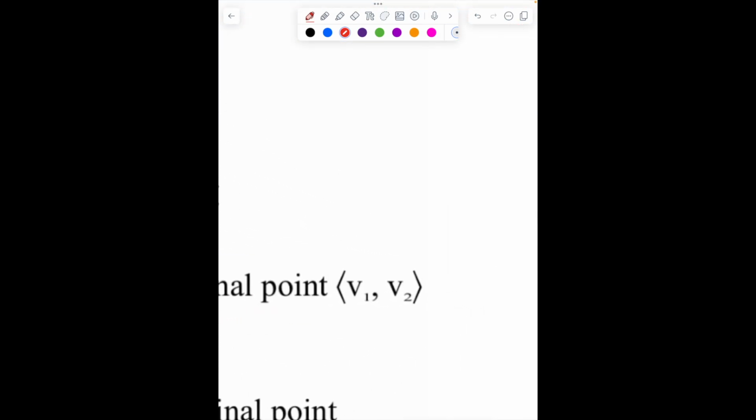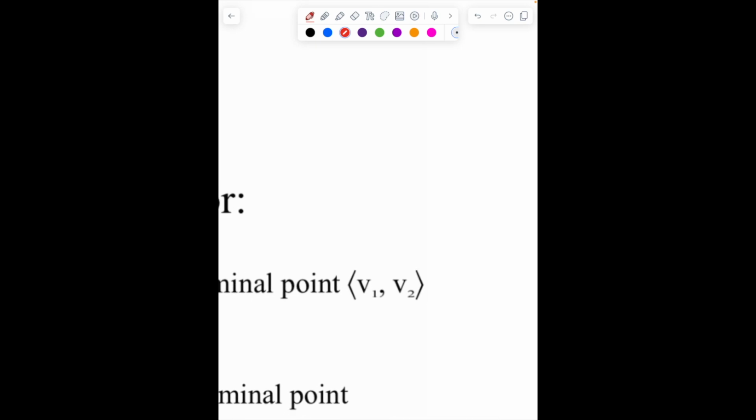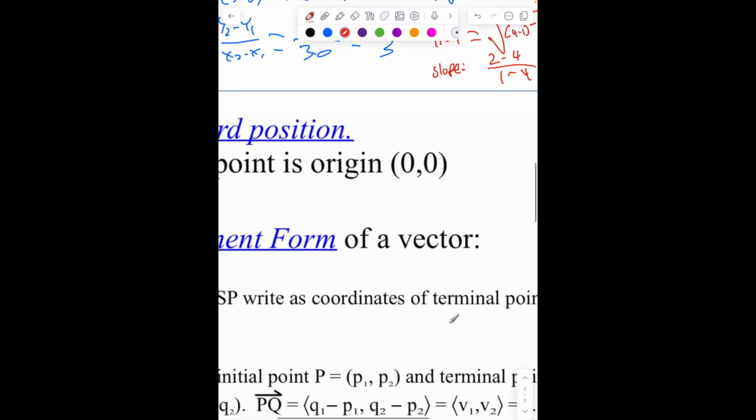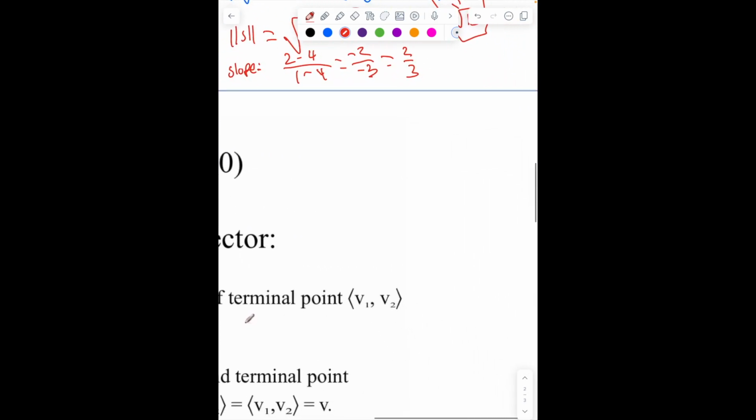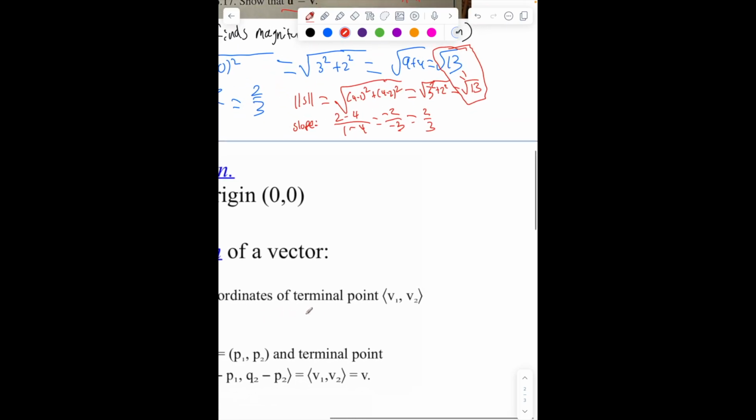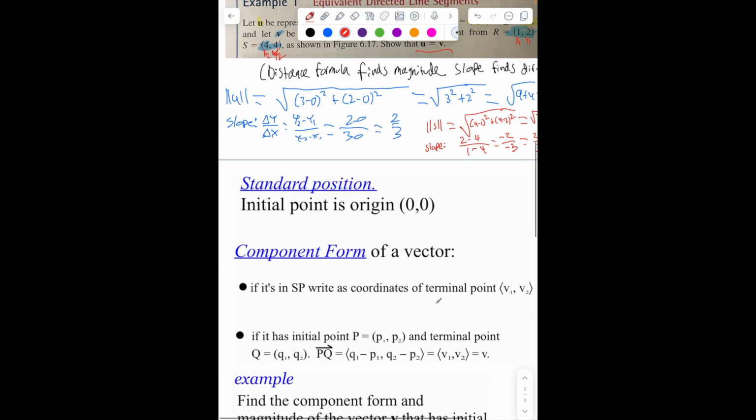I would take my x coordinate of the vector and I would use, it's not a parenthesis, it's more of like an angle bracket. I would use that symbol and put v1 and v2 right there. So this is called component form, and we use this symbol in this form, v1, v2. It's the endpoints of your vector.